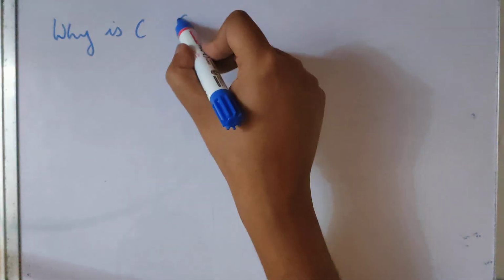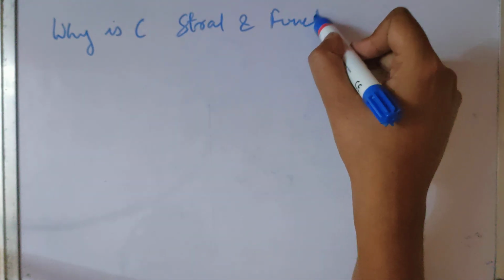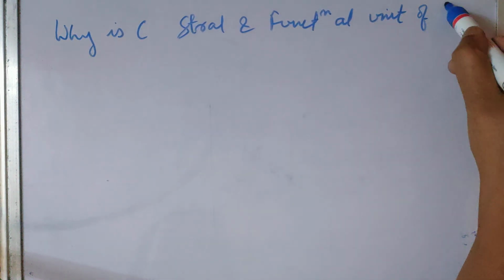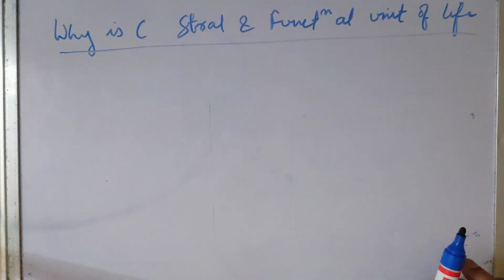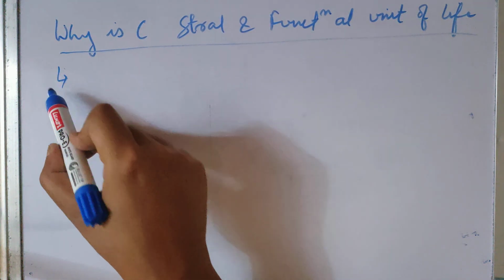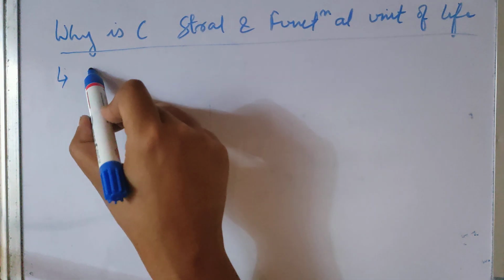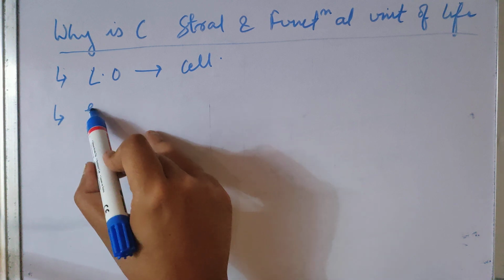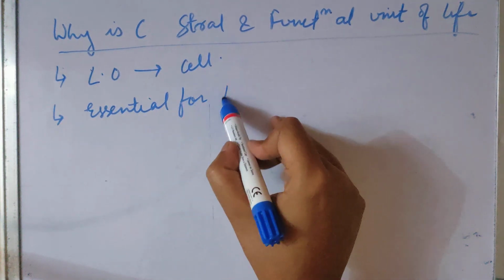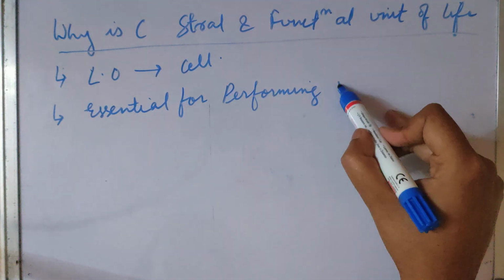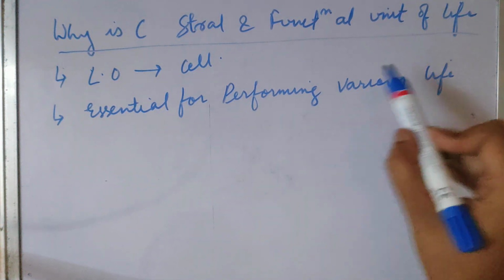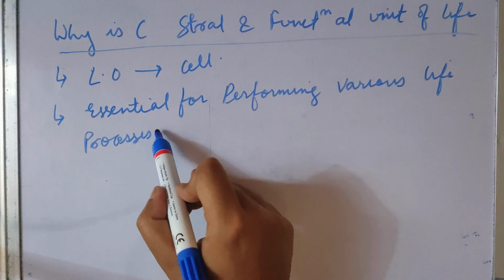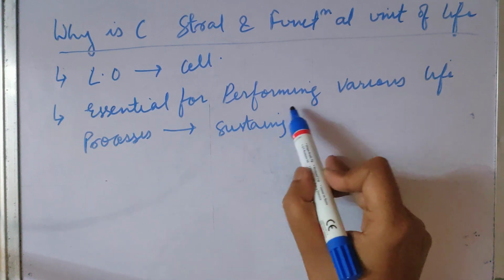Now moving on, why is cell called a structural and functional unit of life? First of all, because all living organisms are made up of cells. Secondly, cells are essential for performing various life processes required for sustaining life. Without cells we cannot sustain life.